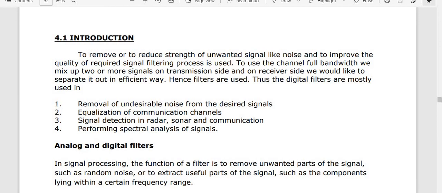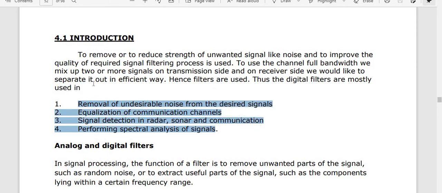And even in performing spectral analysis of signals, students. When we perform spectrum analysis and get noise in the signal, we apply filtration methods to get the desired information. So in the exam, if they ask why filtration is used, the answer is here. These are the 4 points. Filtration is very efficiently used for these 4 applications.